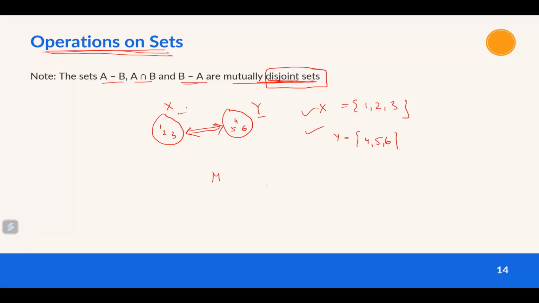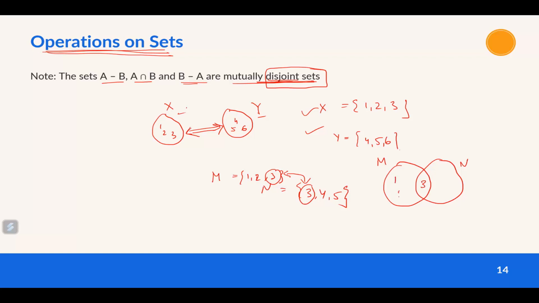When we have two sets M and N, where M is 1, 2 and 3 and N is 3, 4 and 5, there is one common element, 3, in both the sets. So when you draw M and N, one element will be common, 3. The set M will contain 1, 2 and 3 and the set N will contain 3, 4 and 5. So this is the common region. Therefore, M and N have some common region and they are not disjoint. So two sets are disjoint when they don't have any common element.